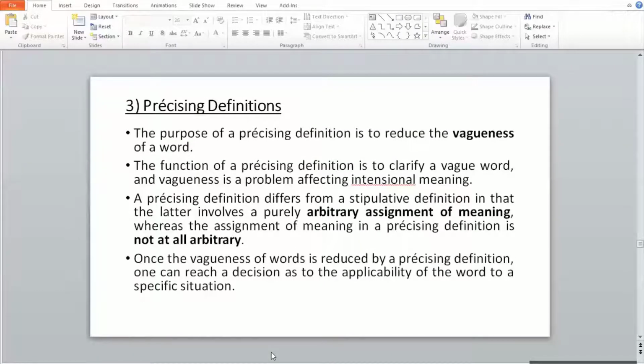Let's look at the third type of definition, that is precise definition. The name itself speaks to what a precise definition is. Only looking at its name, precise, make it precise, which means reducing ambiguity.